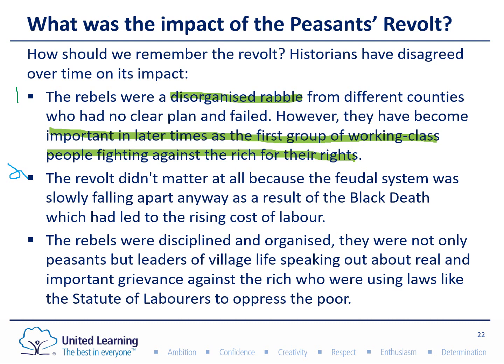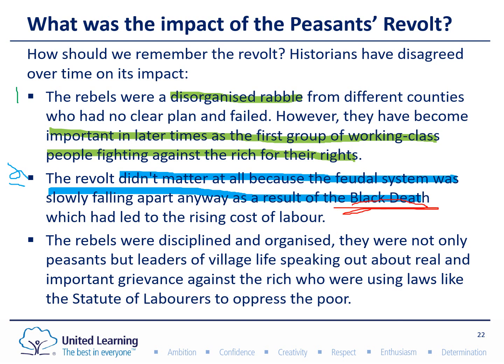Number 2, this one here. The revolt didn't matter at all because the feudal system was slowly falling apart anyway as a result of the Black Death, which had led to rising cost of labour. So number 2 is saying the Peasants Revolt isn't important at all, because what really changed things was the Black Death. And I imagine this person is arguing that the feudal system probably would have ended anyway, with or without the Peasants Revolt. Now we're going to move on to this last one, number 3.